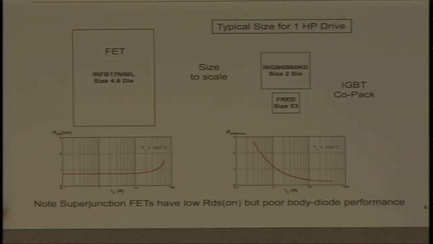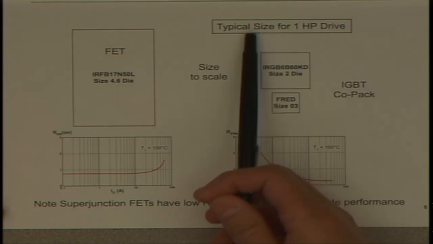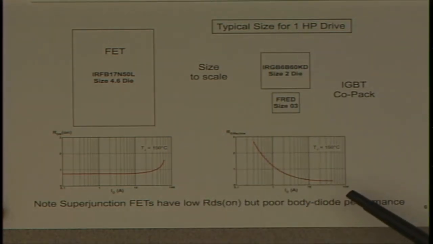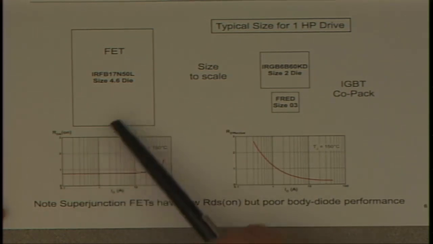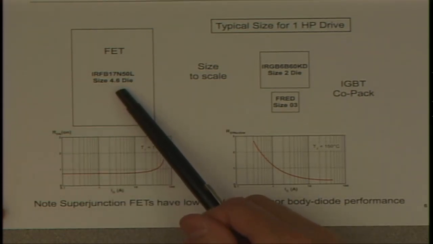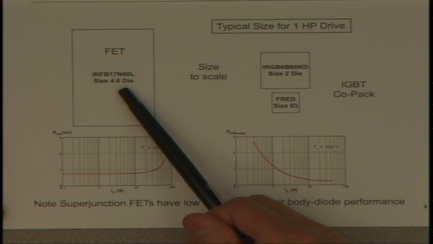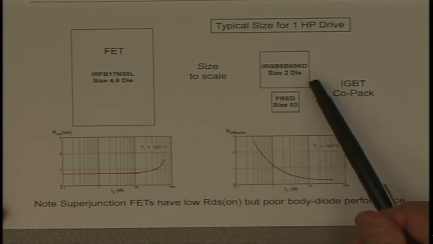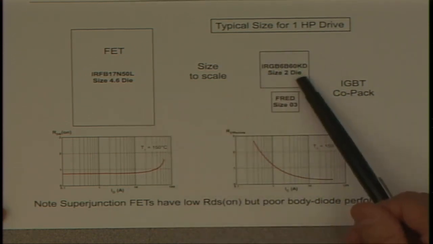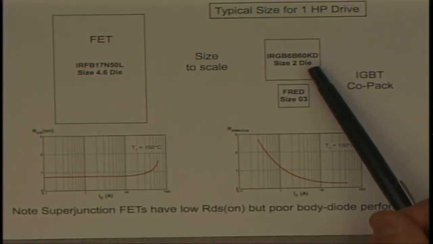So I mentioned the die size difference between FET and IGBT. For a typical 1 horsepower motor drive, for example, this is not real size, of course, but this is scaled proportionally. The FET would be, we use these odd industry die sizes of size 4.6. This is probably an 8 millimeter by 8 millimeter kind of die. And the IGBT, as you can see, is quite a bit smaller, probably 1/4 the size of the FET.